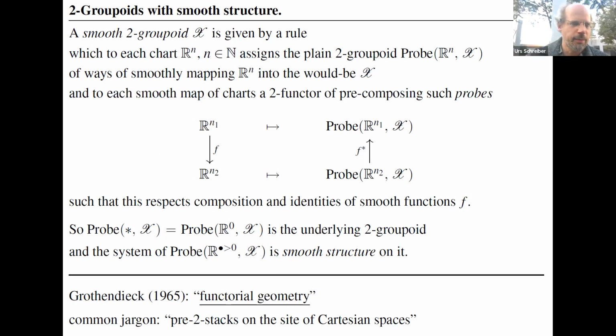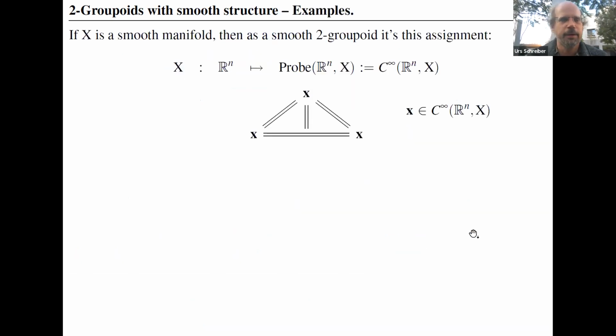And in jargon, which is really unfortunate, I think, but quite common, what I'm describing here is, of course, what people like to call a pre-2-stack. And in this case, it's on the side of Cartesian spaces, but all this jargon really, I think, serves to not make transparent what's actually going on here, which is really this picture. So here's a simple example to keep in mind.